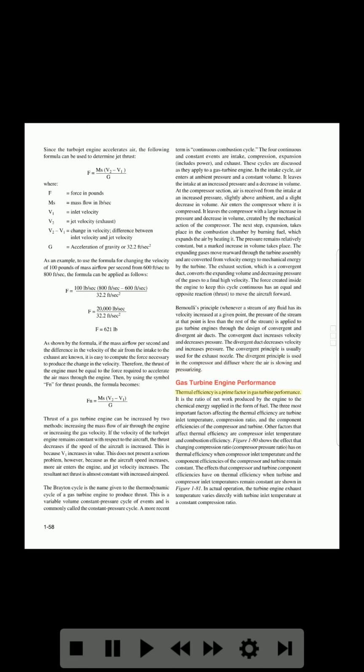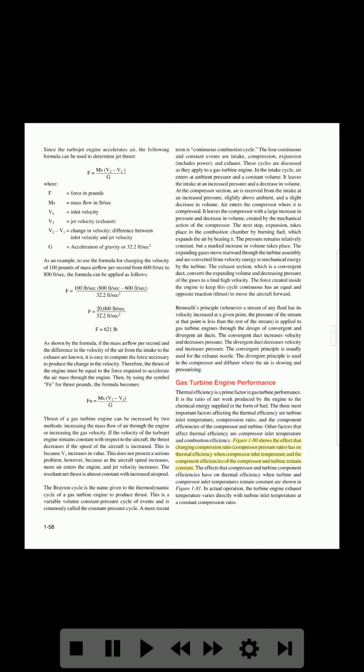Gas turbine engine performance. Thermal efficiency is a prime factor in gas turbine performance. It is the ratio of net work produced by the engine to the chemical energy supplied in the form of fuel. The three most important factors affecting the thermal efficiency are turbine inlet temperature, compression ratio, and the component efficiencies of the compressor and turbine. Other factors that affect thermal efficiency are compressor inlet temperature and combustion efficiency.